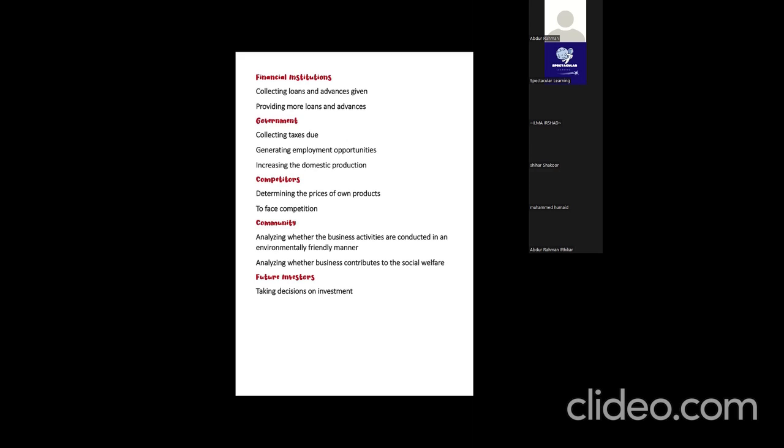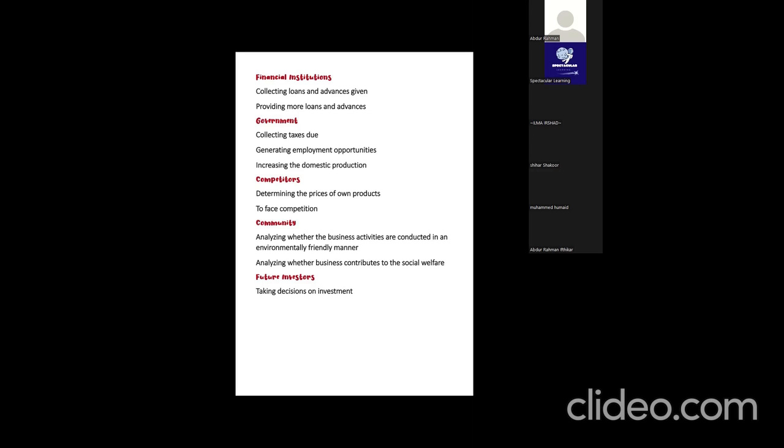Then competitors. Competitors are the people who have a similar business like us. For example, I have a bakery. Another person started a bakery next to my bakery. So there would be competition between both of us. I will try to make my goods tastier and of more quality. Then he will try to do it. Likewise, we will compete with each other. So determining the price of their own products and facing competition is the objective of competitors.